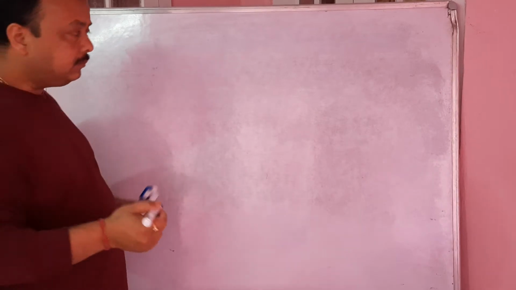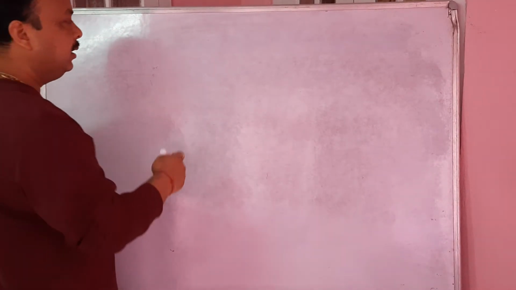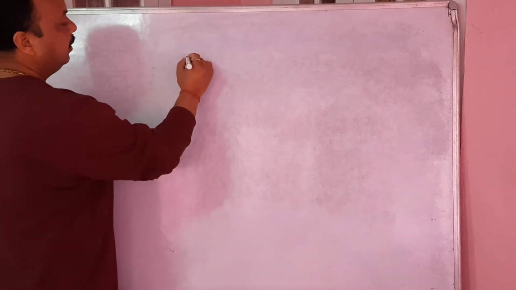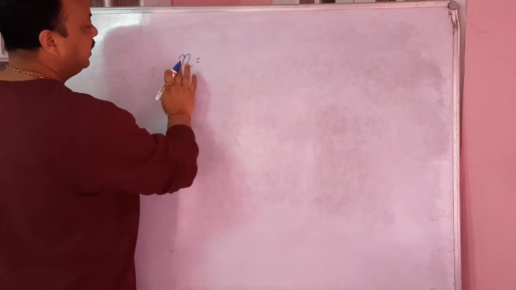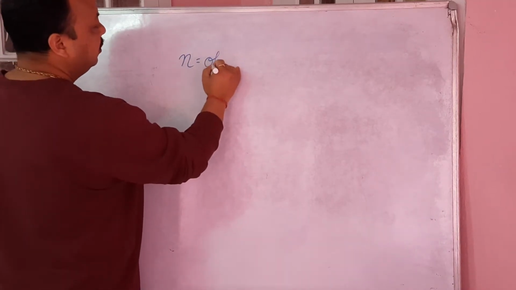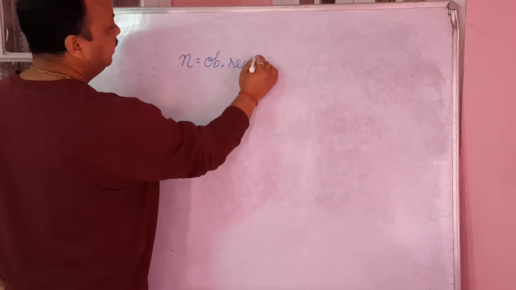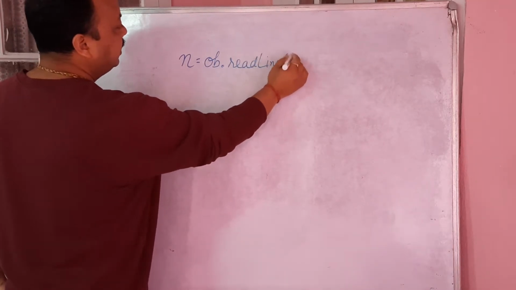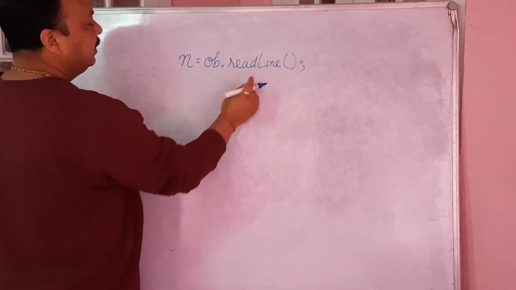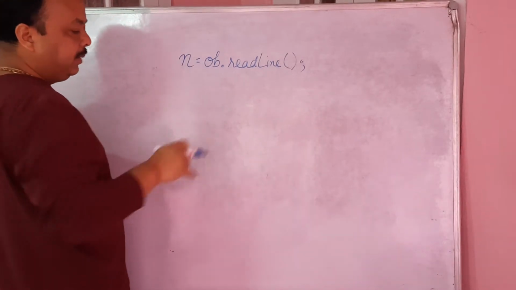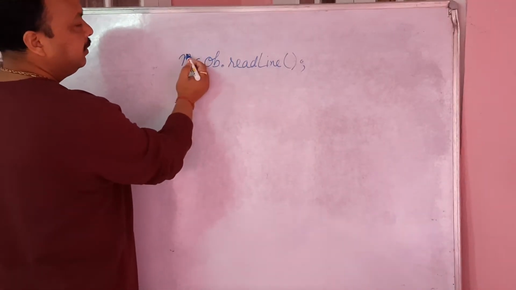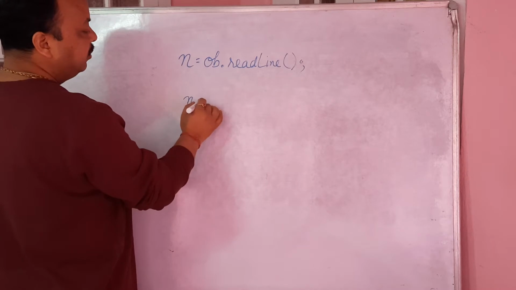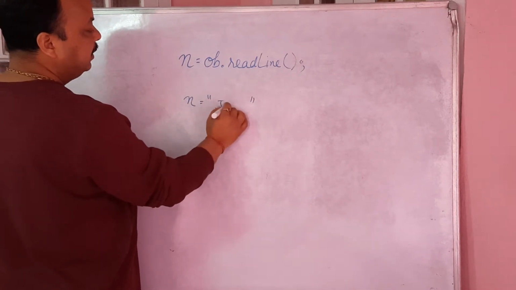Remember, the last program that I showed you was where you wrote one statement, which was n is equal to ob dot readLine, and I told you that this is a statement which is going to read the string of characters that you punch from the keyboard, and it will give it to n. So what will n be storing? N will be storing something like, say, John.